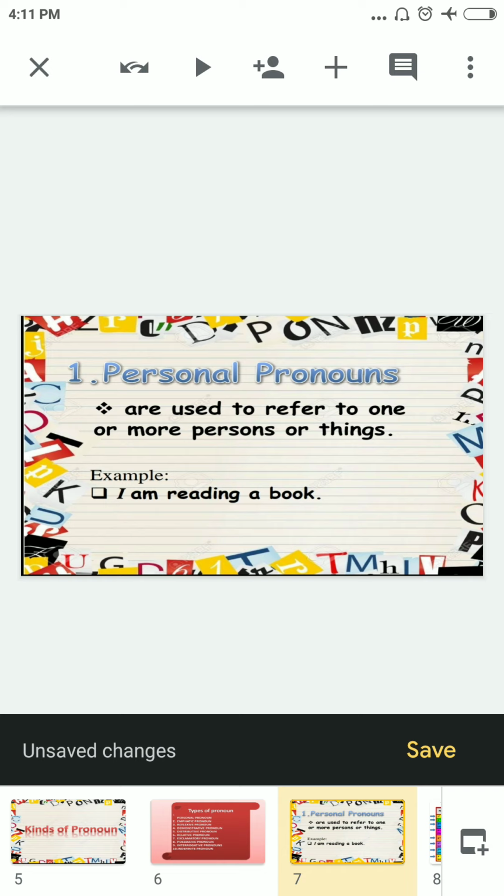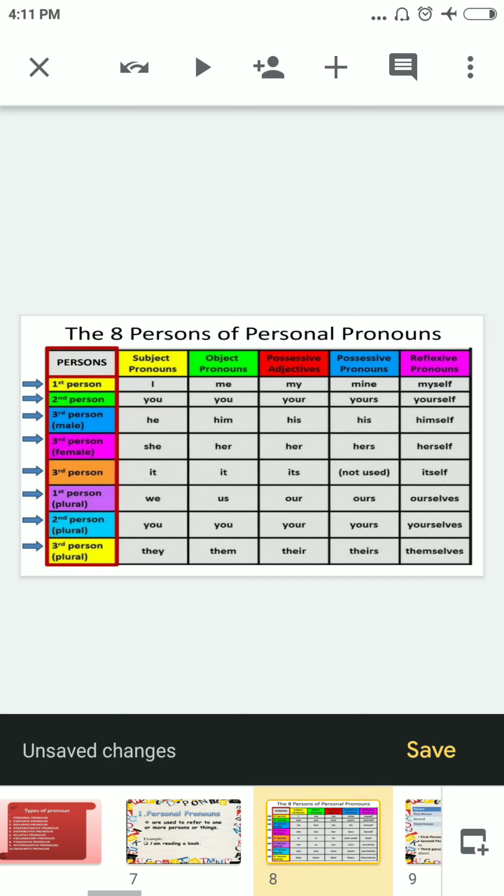As the definition of personal pronoun says, they are used to refer to one or more persons. Here we are referring to one person, and that is I. I am talking about myself. Who is reading the book? I am reading the book. So for me, instead of my name, I am using I. We can understand by this the very simple use of a personal pronoun.